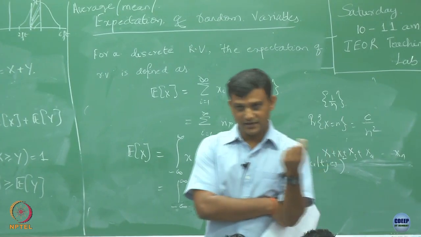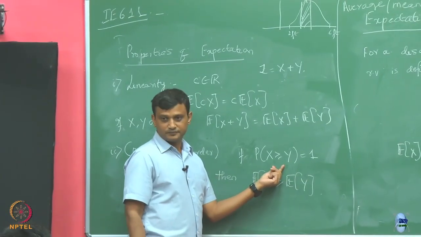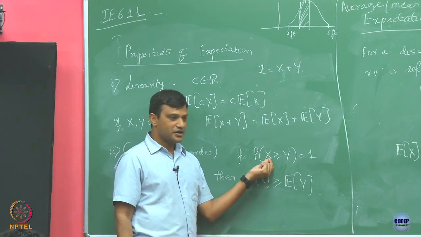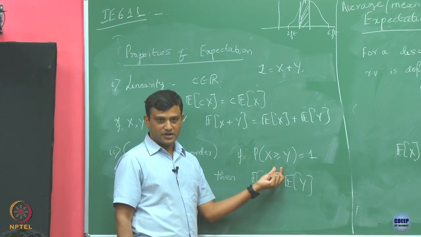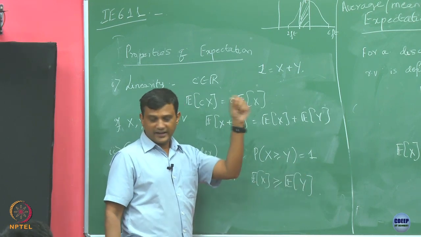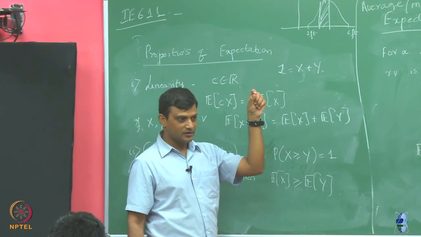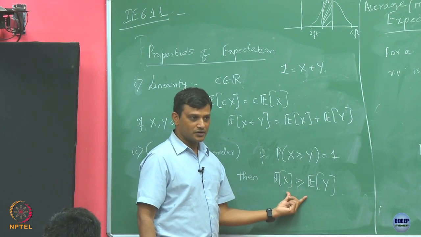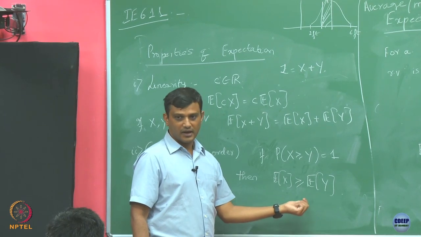So x and y are two random variables defined on the same sample space. On any sample point, x is going to give a higher value than y. And the collection of those sample points has a probability of 1. If x is going to give a higher value for every possible sample point, do you expect this expectation to hold? Then in the expectation also x should be higher, right?